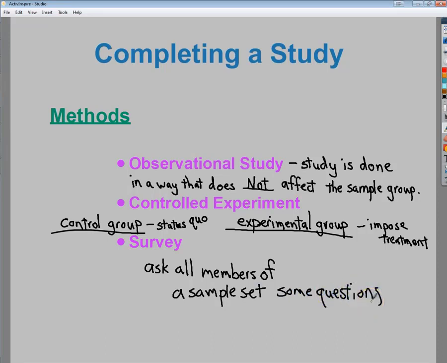So in the first case, you're just observing what they're doing. In the second, you're splitting them into two groups, applying a treatment to the experimental group, and seeing if they're affected, if their lives change in some way compared to the control group, which is the status quo and doesn't change. It's like you were never even involved. And the last one is a survey where you basically just ask all the members of your sample set some questions. Now, you can add bias in the survey questions, but I'll have a different video on that in the future. So that's it: completing a study, sampling a set, and looking for bias in that sample set.